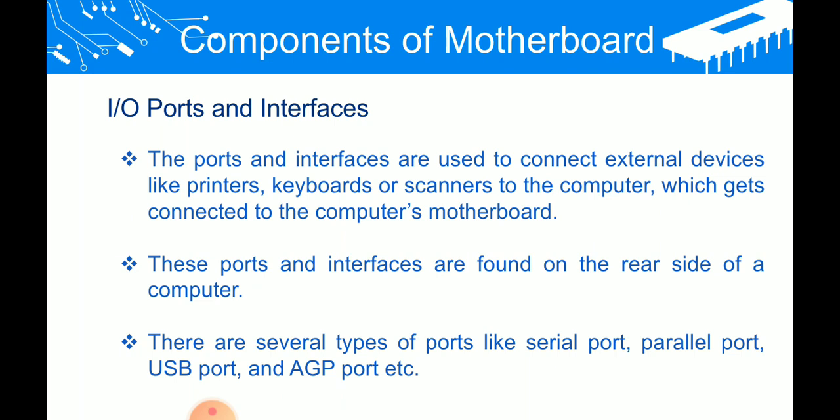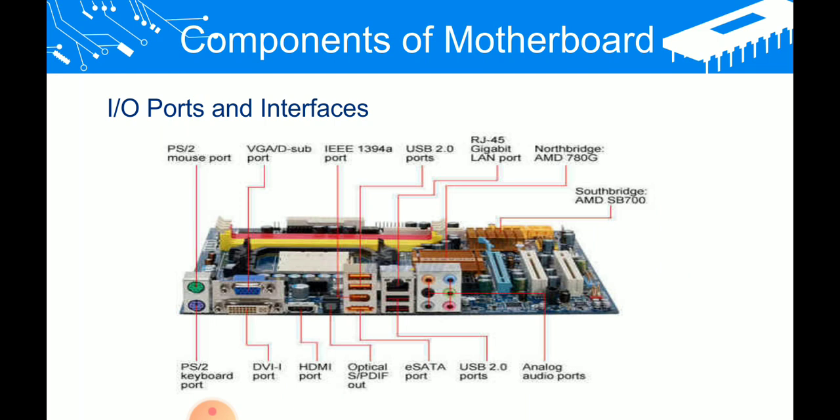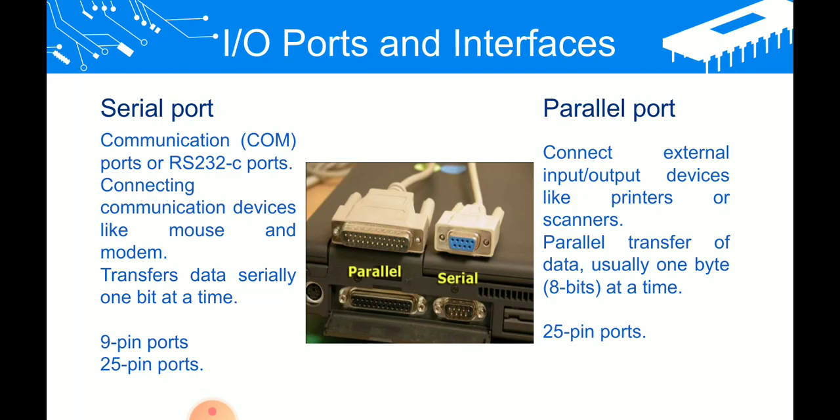So there are various types of ports. Let's see various ports one by one. So these are the various ports and how they are connected in the motherboard. You can see the PS/2 mouse port, keyboard port, DVI port, HDMI port, USB ports. Various other ports, that is analog and audio ports. So various ports you can see here. Let's see that one by one.